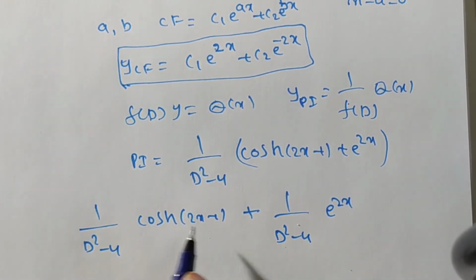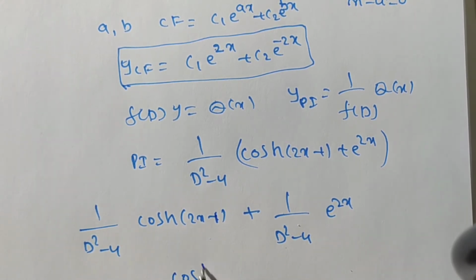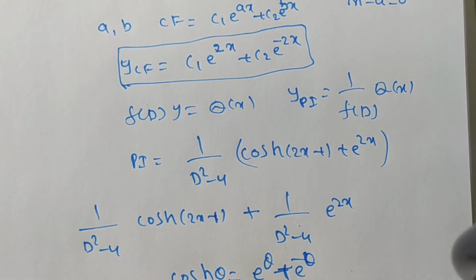Friends, you see this is cosh theta type. What can you get from cosh theta? You have e to the power of theta plus e to the power of minus theta, divided by 2 form. Why are we changing it into e to the power of theta plus e to the power of minus theta by 2? Because we don't have a direct formula for the cosh. That is the reason we are changing it.